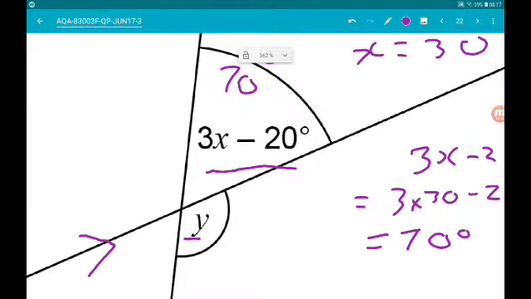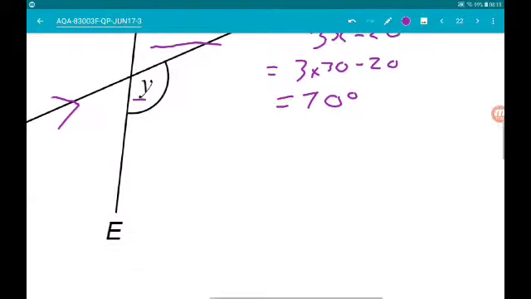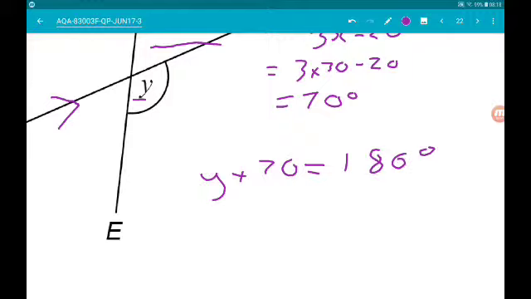Now y and this angle lie on a straight line. Angles on a straight line add up to 180. So we know that y add 70 is 180 degrees. So take away the 70, y is 110 degrees. Cool.